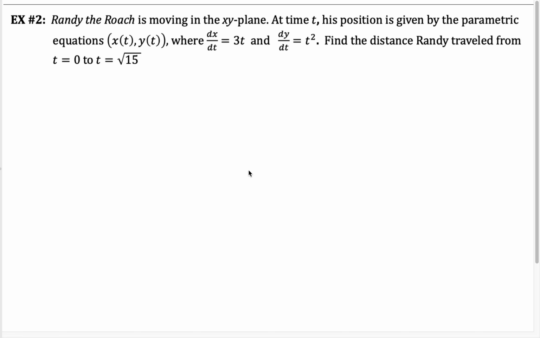Example 2. Randy the Roach is moving in the xy plane at time t. His position is given by the parametric equations, which give us dx/dt and dy/dt. Find the distance Randy traveled from 0 to root 15. So here we go.